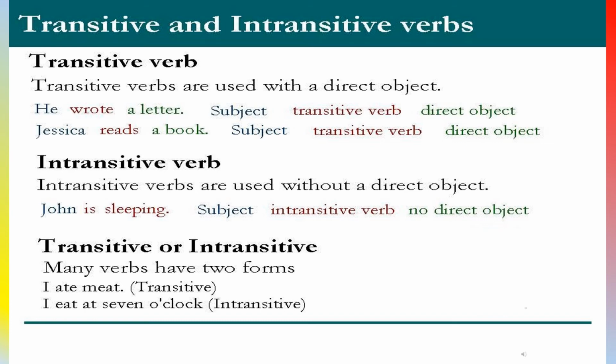In the second sentence, I eat at 7 o'clock. The eat is a verb, but you can't tell me what I ate or what did I eat. I eat at 7 o'clock. Here time is given that when I eat, but what I eat is not given. So if you can't answer the word what or the question word, then the verb is intransitive.